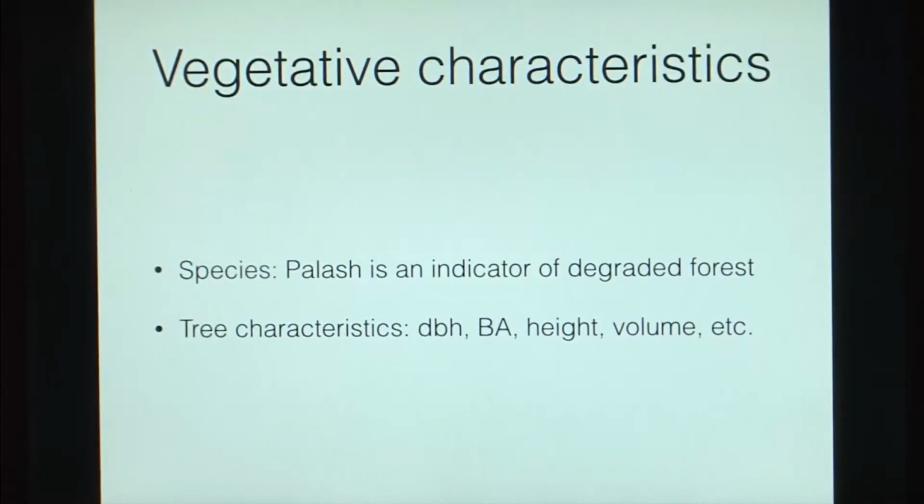Now, in the case of vegetative characteristics, we can look at the species that are there on a site, and we can also look at the characteristics of the tree in terms of DBH, basal area, height, volume, and so on. So, for instance, some species such as Palash are an indicator of degraded forest. So, if those species are there, then the site quality is not high. And if we have two forest sites that are having the same species, then if on one site our trees have larger volumes, then that site is having a greater quality.